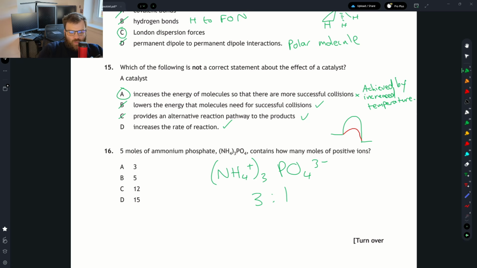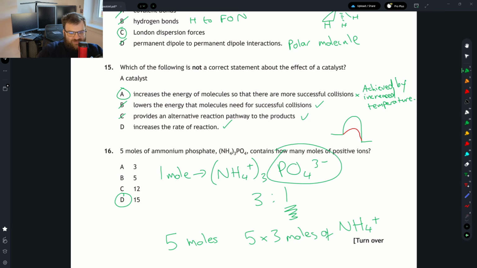So every 1 mole of ammonium phosphate will have 3 ammoniums and 1 phosphate. Therefore, if I've got 5 moles of ammonium phosphate, I will have 5 times 3 moles of ammonium, and that gives us 15 for an answer of D. If it was asking you about the phosphate, it would be 5 times 1, because there's just 1 of them in the formula, and that would have been B as the correct answer as well.